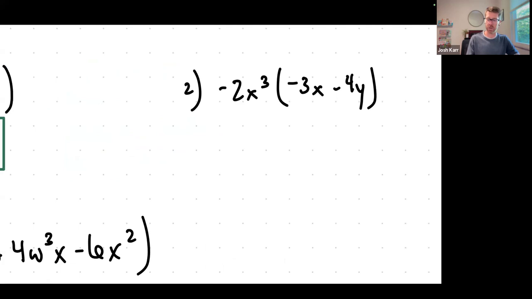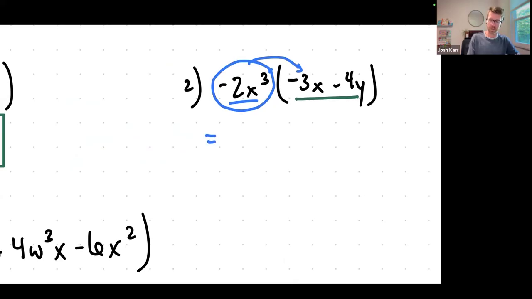All right, let's move on to the next one. We again have a monomial times a binomial. We got two separate pieces separated by a subtraction sign. All right, distributing. We got negative 2x to the third, and we're going to multiply it by negative 3x. So numbers, coefficients, we got negative 2 times negative 3, we get a 6. X to the third times x to the first, x to the fourth. Keep moving.